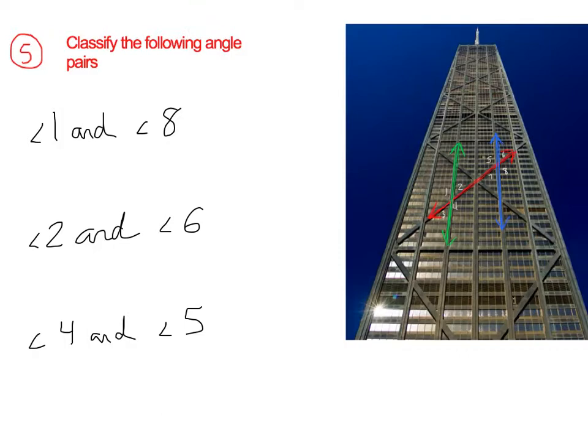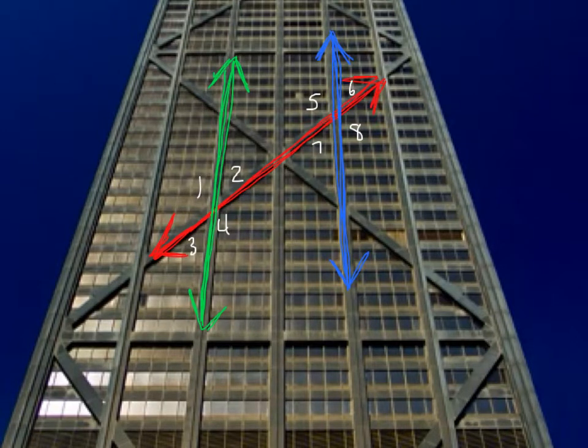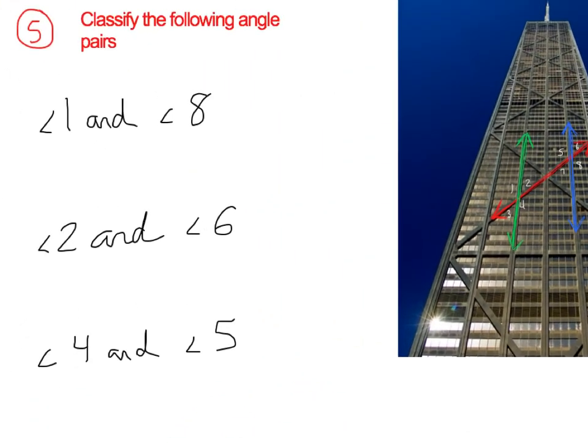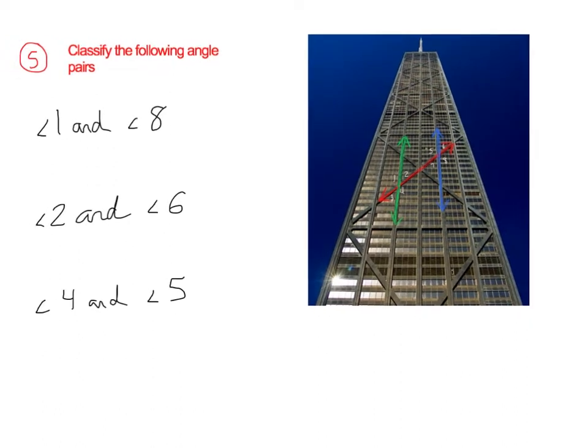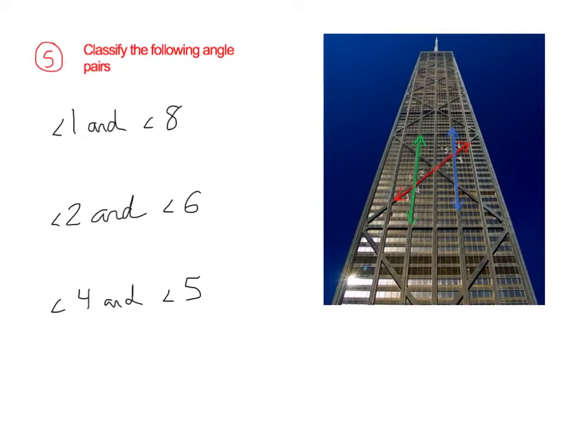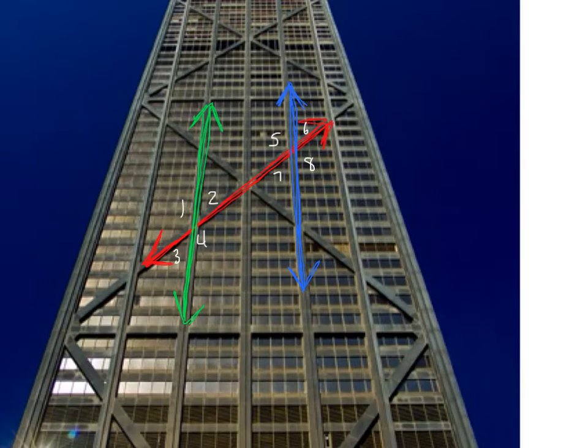What I've done is taken a picture of the John Hancock building in Chicago. And if you look at the architecture of it, we have some lines and some transversals, right? So the red lines are transversals, and we have a green line and a blue line. And I labeled all the angles that are formed there. So what I want you to do is classify these pairs of angles: angles 1 and 8, 2 and 6, and 4 and 5. You can go back in the video and keep looking back and forth, or just write these down real quick, and you can freeze on this and go ahead and classify those angle pairs.